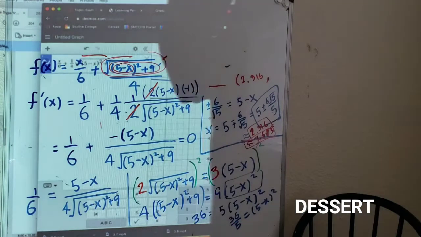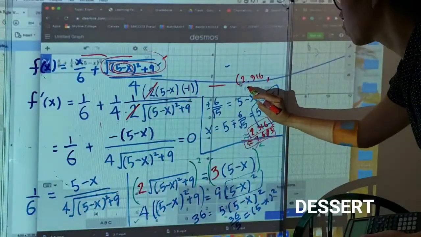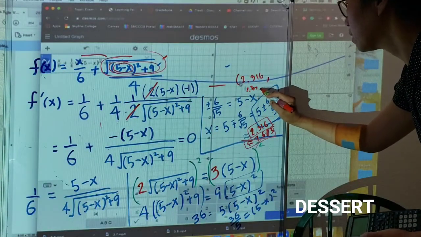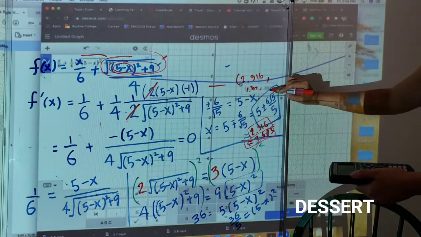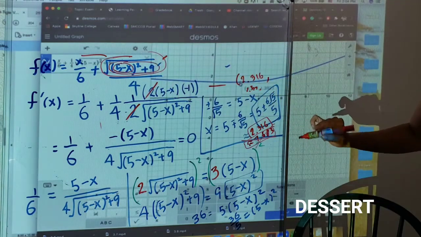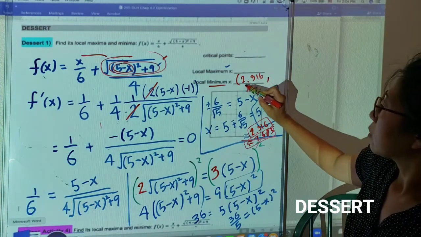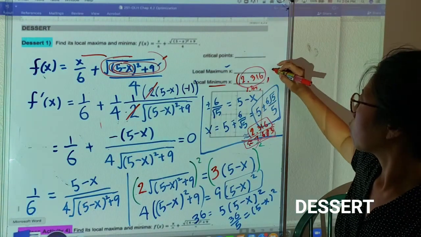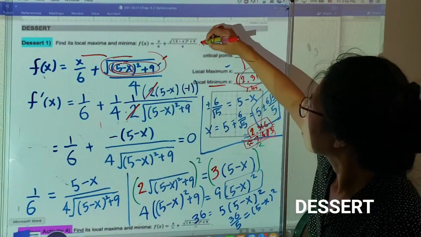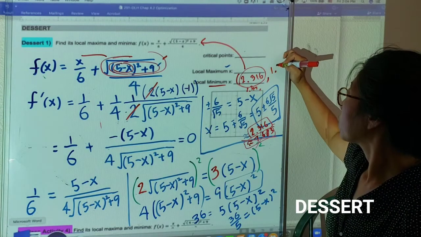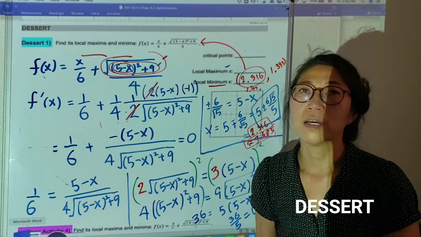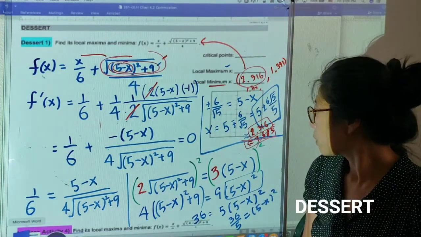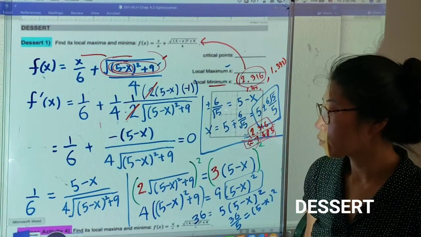Can you guys read it? Here's the 2.317, and when you plug that number into the original function, that will give me about 1.3. So now if you plug in this number, you have to plug in here, right? The original one, and then you get 1.392 as a local minimum value. Okay, so this was a kind of a big rich derivative, and I want you to try one more.